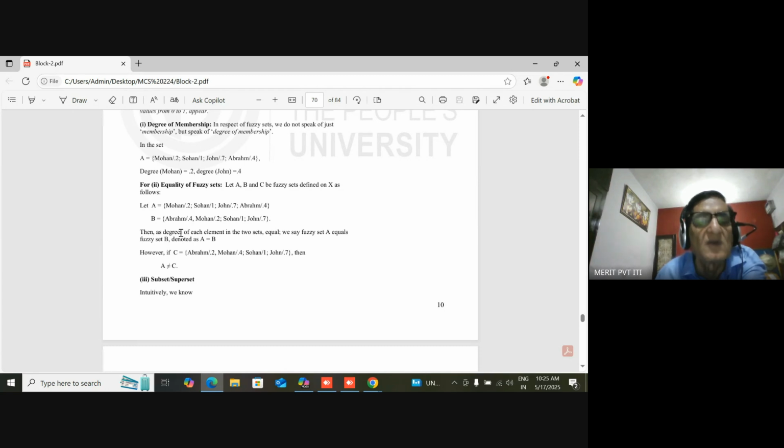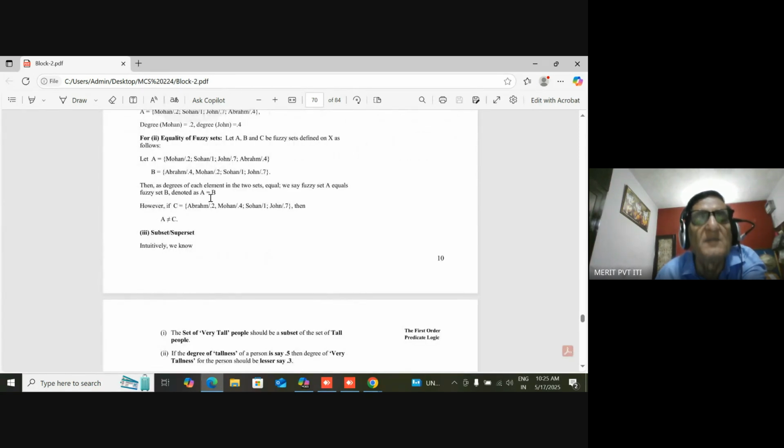So A is equal to C. However, if C has Ibrahim 0.2, Mohan 0.4, Sohan 1, then A is not equal to C, because Ibrahim was 0.4 here, but it is 0.2 here, so that's not correct. Mohan was 0.2 here, but here it is 0.4, so it is not correct. Sohan and John are okay, but Mohan and Ibrahim are not the same as in this. So therefore, A is not equal to C.